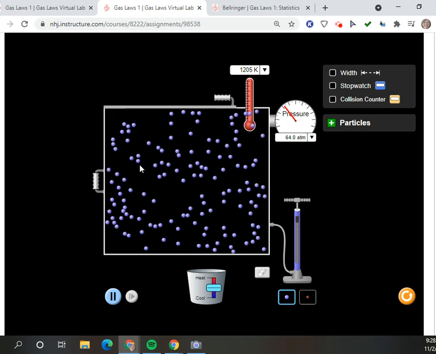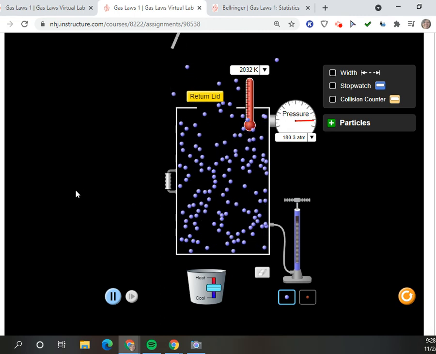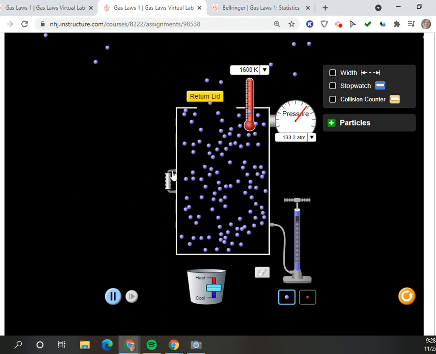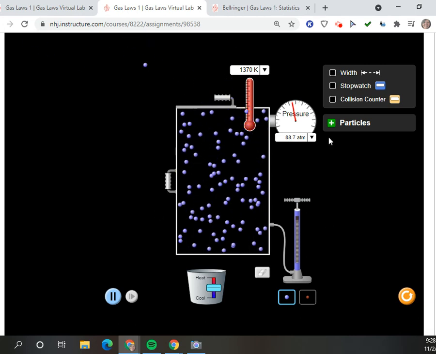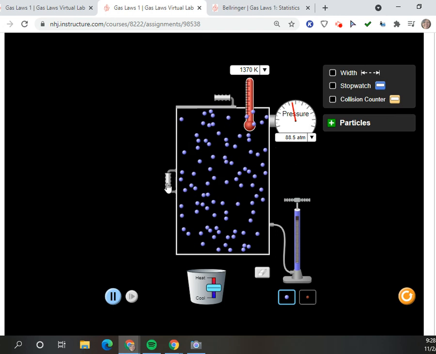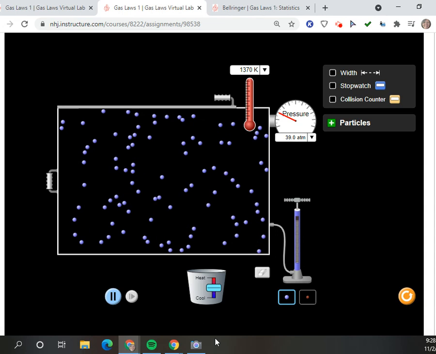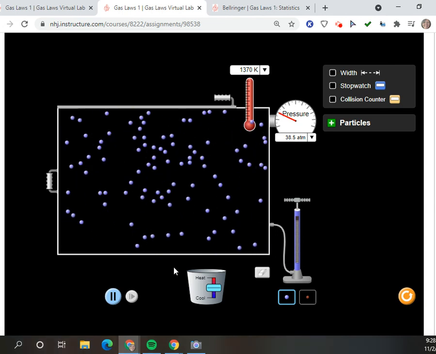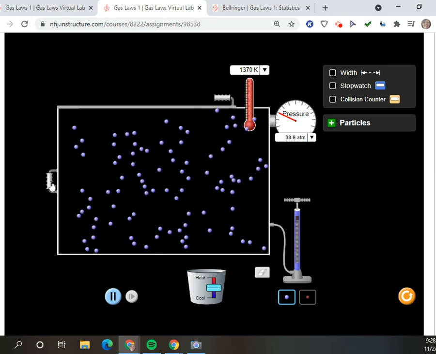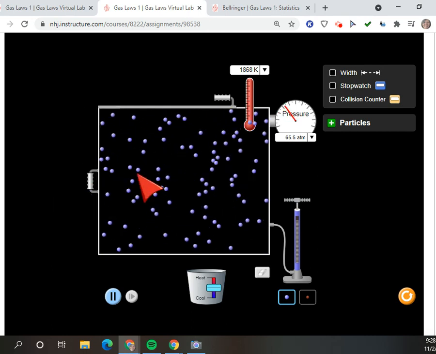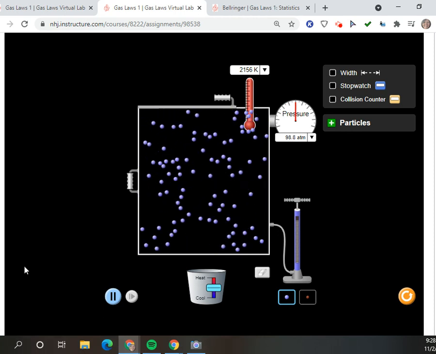Well, on this, we change our volume, so our amount of space. Let's return our lid. Our volume is small now. Our volume is big. What happens to our pressure? Decreased. So when volume got bigger, our pressure got smaller. If volume gets smaller, let's make it smaller, what happens to our pressure? It increases. So let's create that graph.